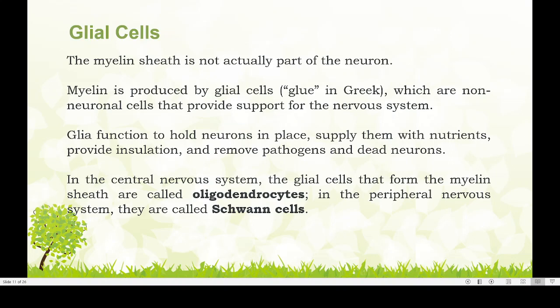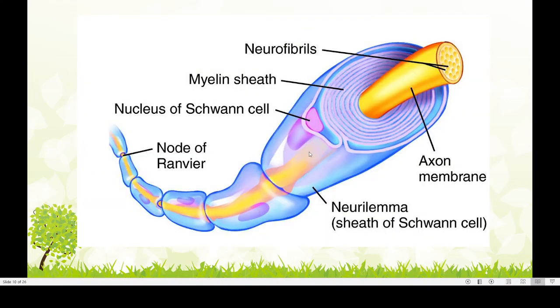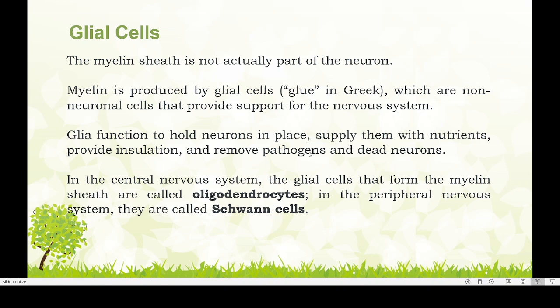In the central nervous system, the glial cells that form the myelin sheath are called oligodendrocytes. Here is the myelin sheath, and these are the cells forming it in the central nervous system. What is the central nervous system? Our brain and spinal cord constitute the central nervous system, and the neurons present in all other areas of our body are known as the peripheral nervous system. Only the brain and spinal cord are the central nervous system.